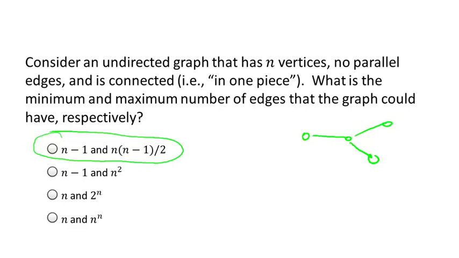Now, for the upper bound, why can't you have more than n choose 2? Well, it's clear that the largest number of edges you can have is for the complete graph, where every single pair of vertices has an edge between them. Again, there's no parallel edges, and edges are unordered, so there's at most n choose 2 possibilities of where to put an edge. So again, if n equals 4, here would be an example with the maximum possible number, 6 edges.